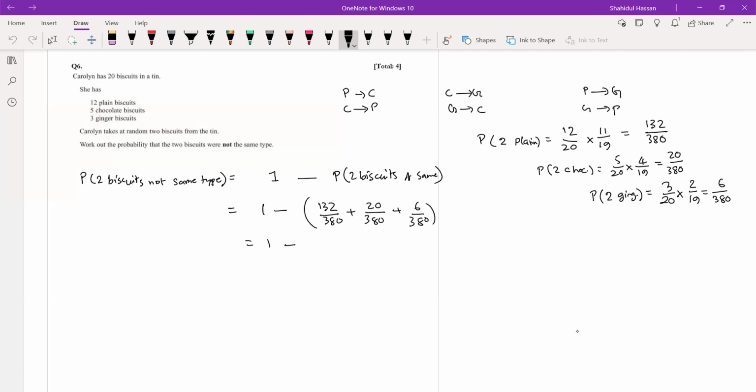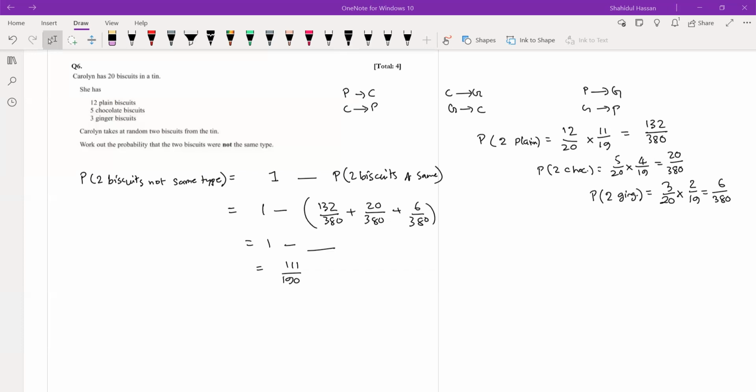Sir, it's 111 by 190. 111. Is this the final answer? Yes. So 1 minus something is equal to 111 by 190. Okay. Now let me check the answer real quick. So that should be 79 by 190. Okay. So the answer is 79 by 190.